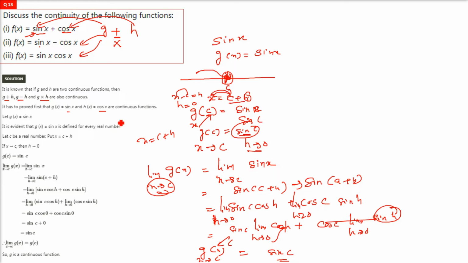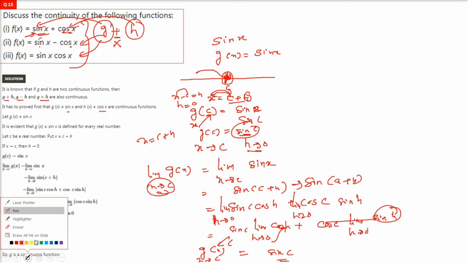Clear? So now this is done, sin x. Same thing we have to do for cos x. And you don't have to prove sin x plus cos x is continuous or not. Sin x individually, cos x individually, if they are shown to be continuous, then the operations, that is plus, minus, multiplication, will always be continuous, which we have seen in the theory or discussion also.